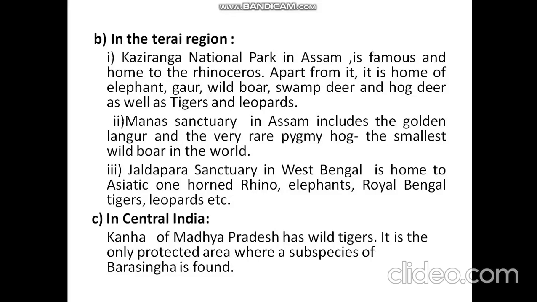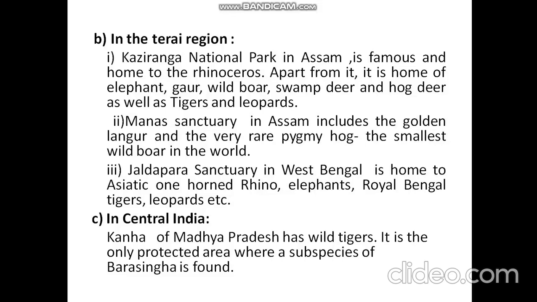And Jaldapara sanctuary in West Bengal is home to the Asiatic one-horned rhino. You'll find elephants there, Royal Bengal tigers, leopards, etc. I have not given the names of all the animals and also plants which are found in these national parks and sanctuaries. You can do your reference by looking into books, for other animals which are found in these national parks and sanctuaries. And I have not given the names of all the sanctuaries and national parks, so please do reference for that.